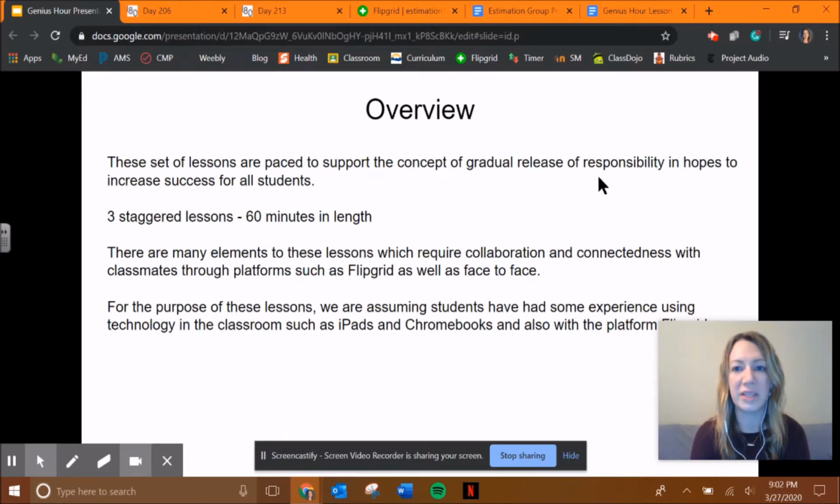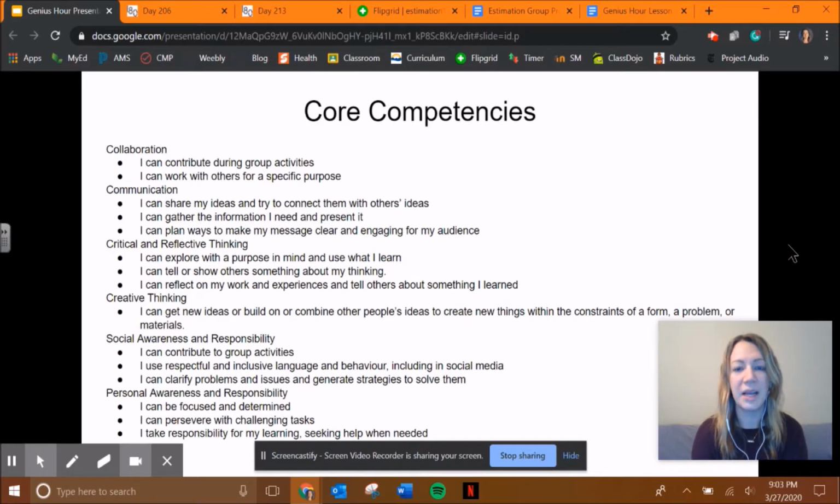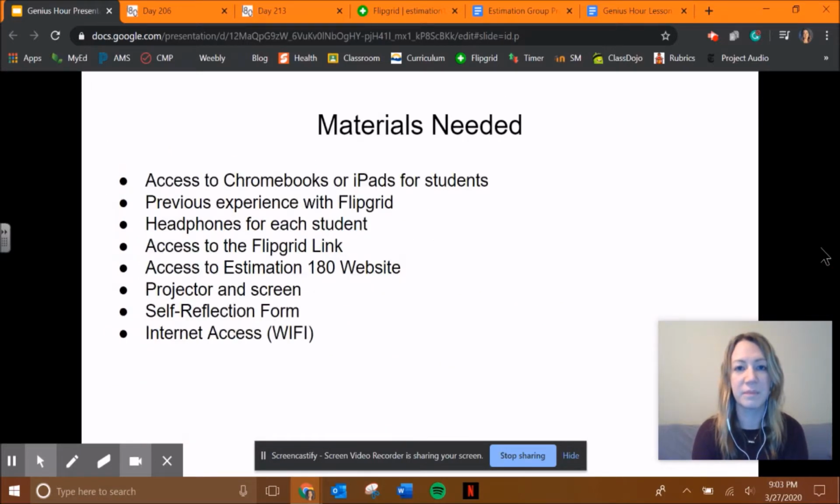So it's going to start with the teacher showing the students, and then everybody working together, and then the students showing the teacher. The students are going to be able to collaborate and communicate using both Flipgrid and face-to-face. We had a whole bunch of core competencies with these lessons, but the main ones are collaboration, communication, and critical and reflective thinking.